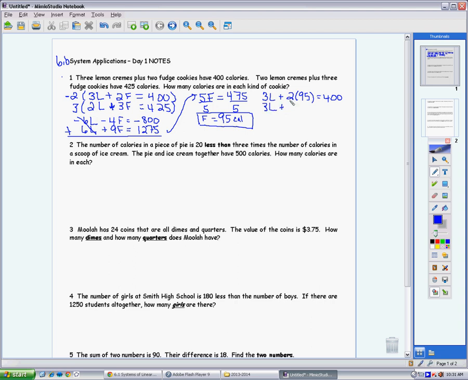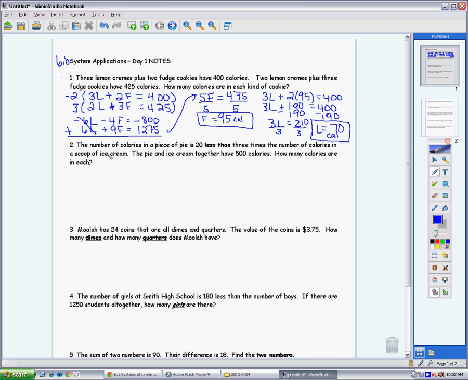So I've got to multiply. 2 times 95 gives me 190, and that equals 400. And now I have a two-step equation. I'm going to subtract 190, so when I get L by itself, and I get 3 lemon creams are going to equal 210 calories. Then I'm going to divide it by 3 to find out how much each lemon cream equals, and each lemon is going to be 70 calories. Okay, I've now found how many calories are in each cookie.